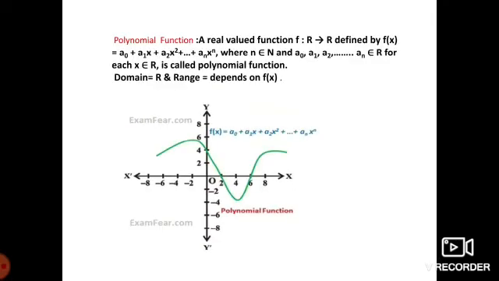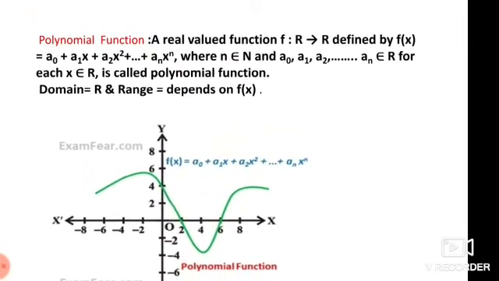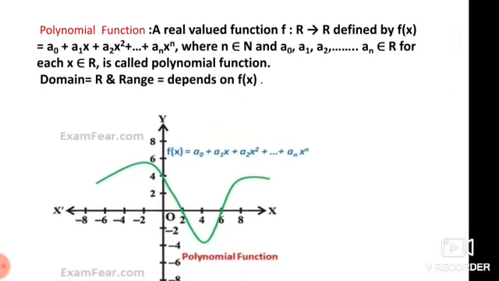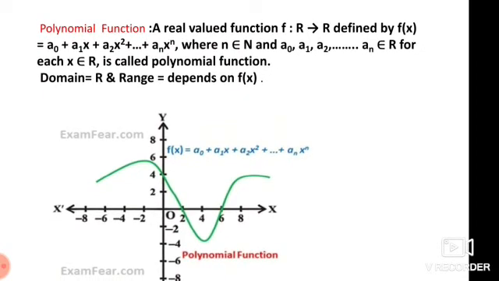Next is the polynomial function. You know what is a polynomial function. A real valued function is defined as f of x equal to a0 plus a1 x plus a2 x square plus etc. an x power n. In general, we will be writing this. Now a0, a1, etc. an belong to R, and each x belongs to R. It is called a polynomial function.